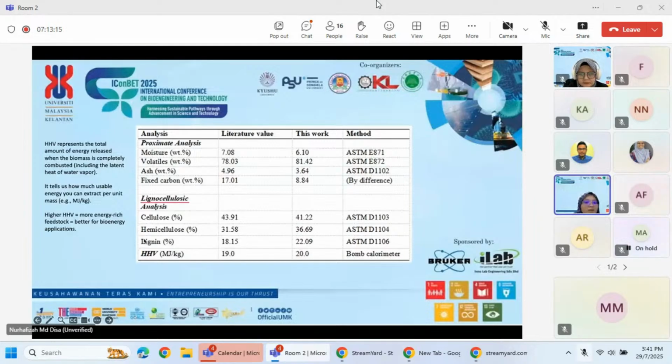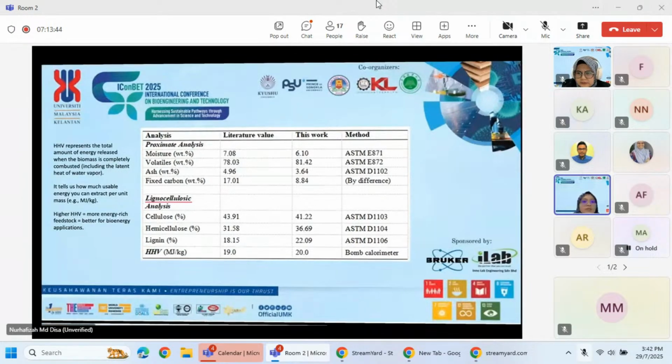For this project, HHV represents the total amount of energy released when the biomass is completely combusted. It tells us how much usable energy you can extract per unit mass. So from here we can see our work is 20 and the previous one is 19. So higher HHV is equivalent to a more energy-rich feedstock, which means it is better for bioenergy applications. Next, we proceed with the XRD.